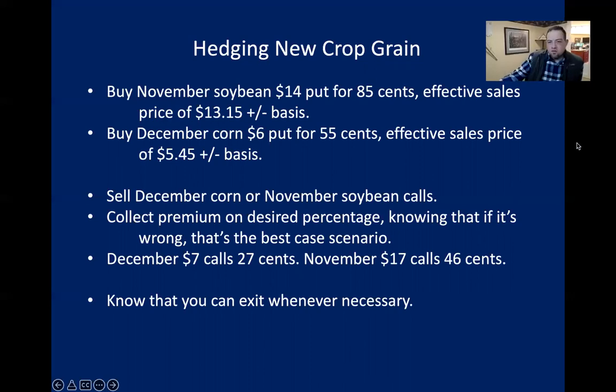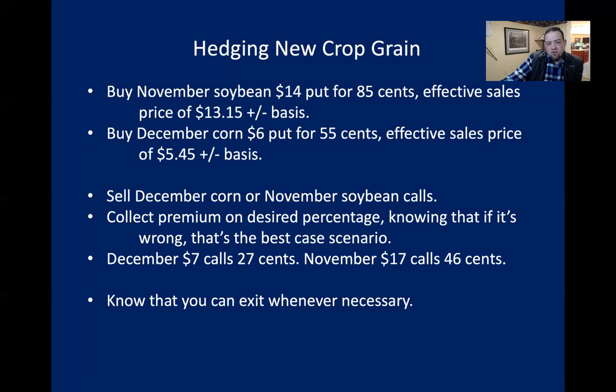Okay. Yeah, so I just put together a few things based on prices today at the close. This one is means of hedging new crop grain. Simplest way is outright buy a put. Problem is November's a long ways away, so you're paying for a lot of that extrinsic value or time value. So to buy that $14 November put, which is still quite a ways out of the money, but just sets a profitable floor, it's going to cost 85 cents outright, which gives you an effective sales price of $13.15, give or take your basis.